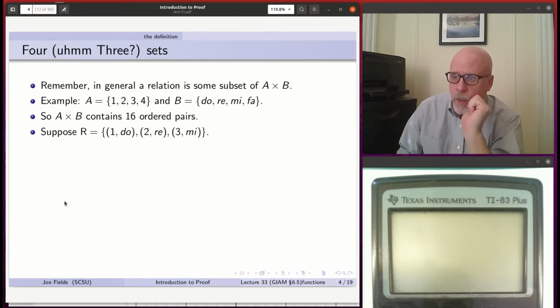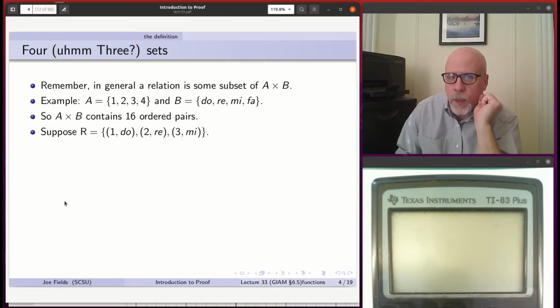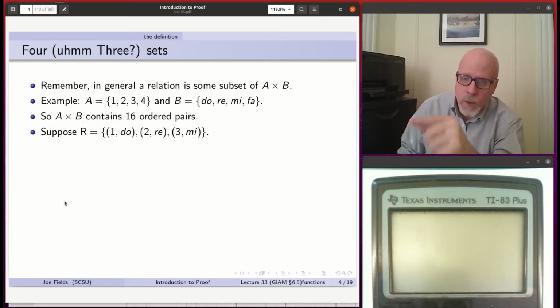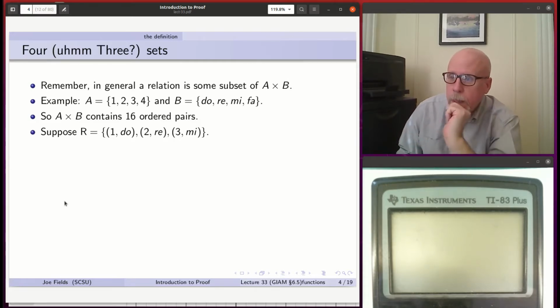Here's a particular relation. 1 do is a pair, and 2 re is a pair, and 3 mi is a pair. As I was mentioning before, you could think of that as a song where the first note is do, the second note is re, the third note is mi.